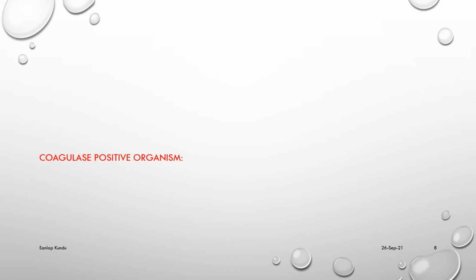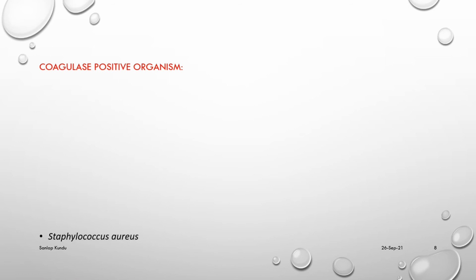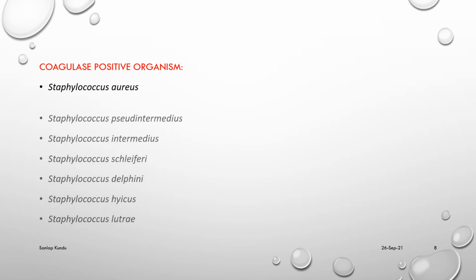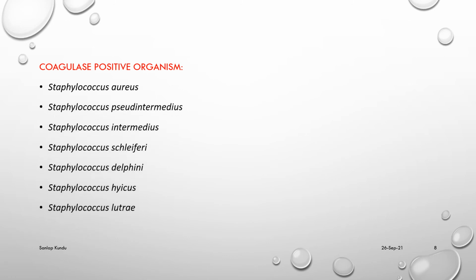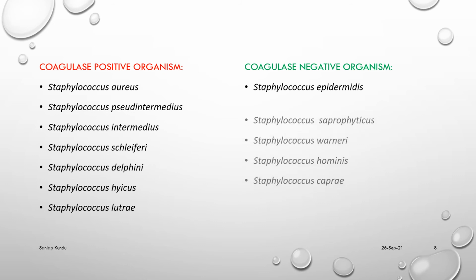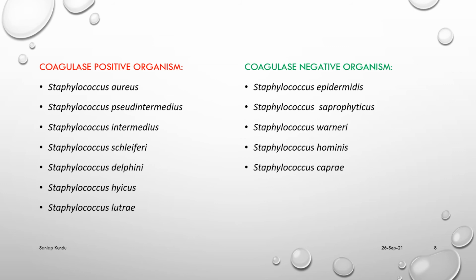Now, let's talk about some Coagulase-positive organisms. The most common is Staphylococcus aureus. Other than that, there are Staphylococcus intermedius, delphini, hyicus, lutrae, etc. Now, see some Coagulase-negative organisms. The most common among these is Staphylococcus epidermidis. Other than that, there are Staphylococcus warneri, hominis, capitis, etc.